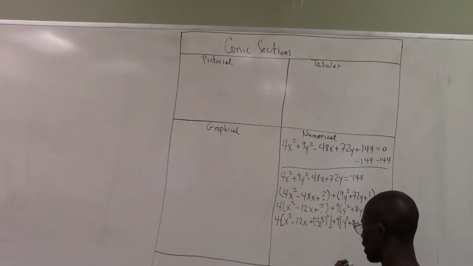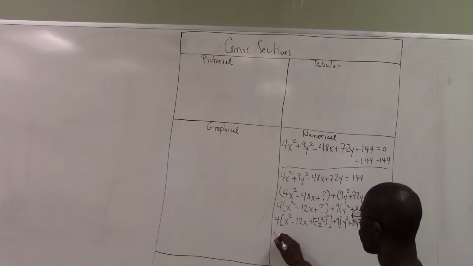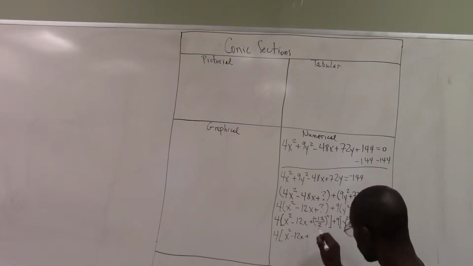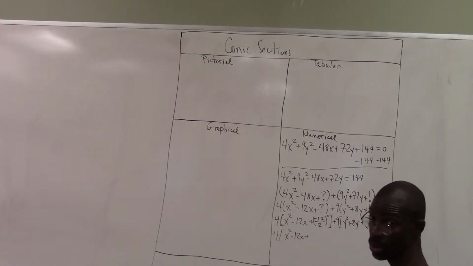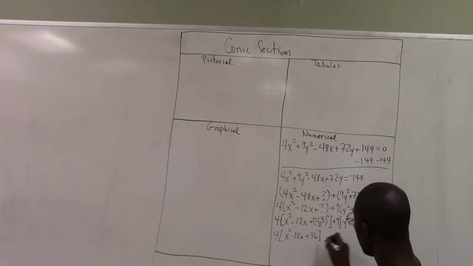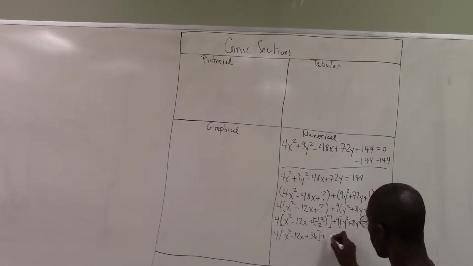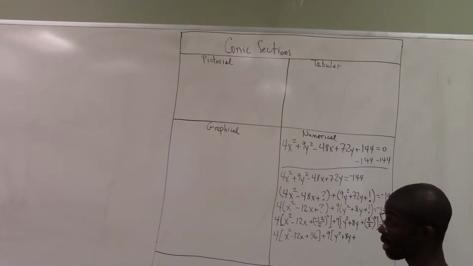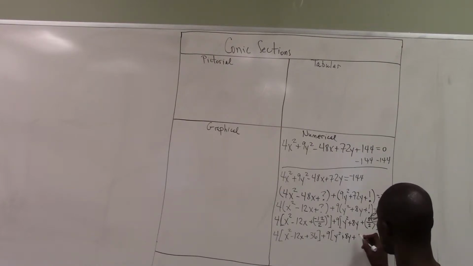Now let's simplify this, and we'll end up with 4 and then bracket of x squared minus 12x plus, and negative 12 divided by 2 is negative 6. We'll square that and get 36. Repeat the same process here, plus 9, and then my bracket of y squared plus 8y plus, and then 8 divided by 2 is 4, and then you square that and get 16. Close my bracket equals negative 144.